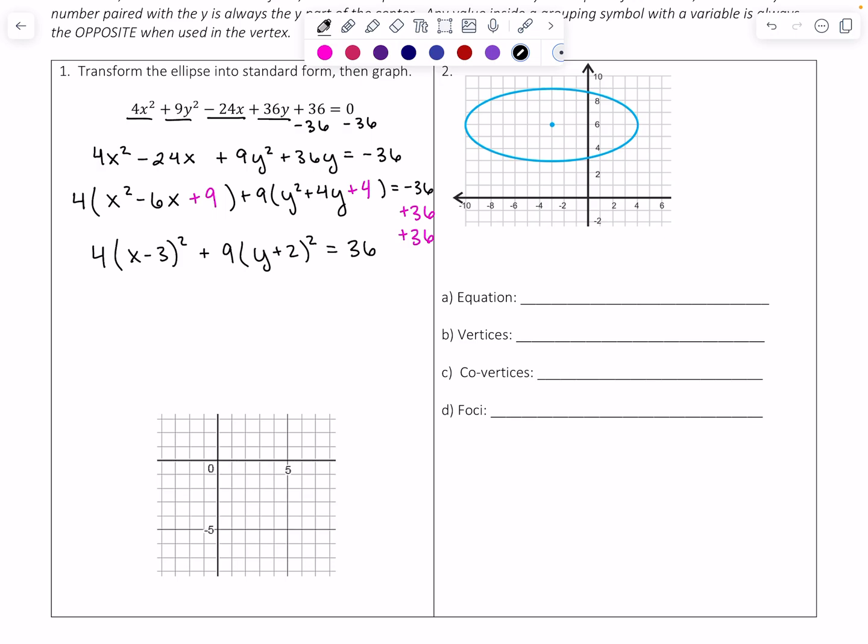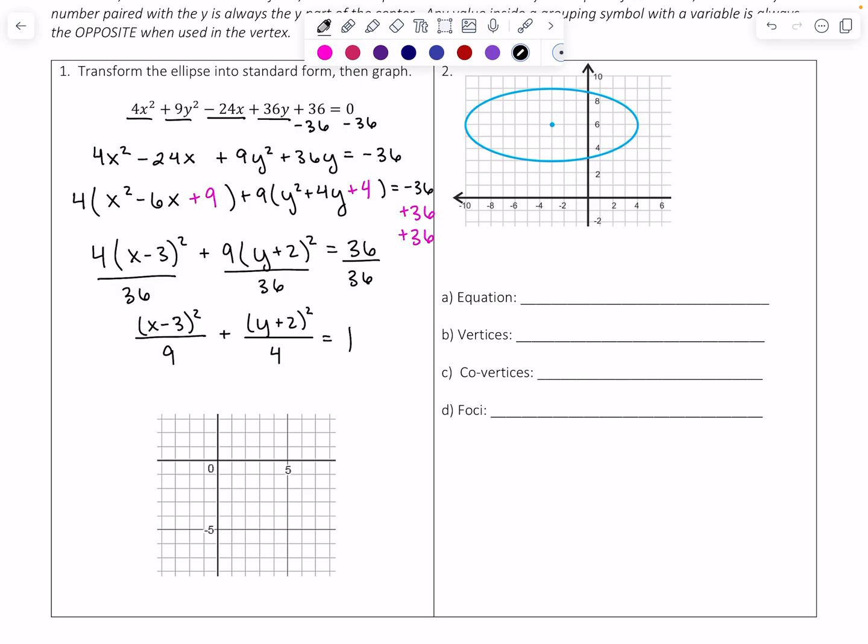Now we're not quite in standard form because we need this last number here to equal 1, the number that we want, right? So we're going to divide by 36, divide this by 36, and divide by 36. When we reduce our fractions, we get x minus 3 squared over 9 plus y plus 2 squared over 4 is equal to 36 divided by 36, which is 1. Okay, now we're in standard form, and now we can look at all the things that we need to.